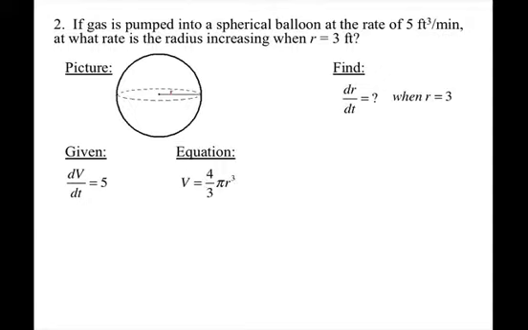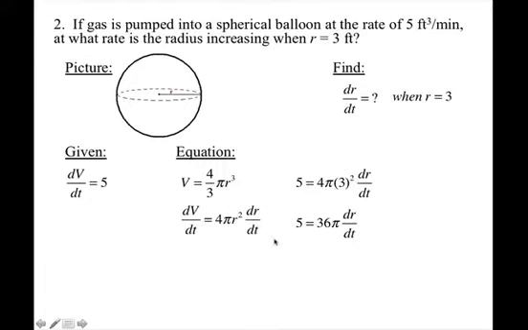So I'm going to use the volume equation for a sphere, which is 4/3 pi r cubed. And since I have dV/dt and I want to find dr/dt, I can go ahead and take the derivative of the equation as given to get dV/dt equals 4 pi r squared dr/dt. I have dV/dt, I have r, which is 3. I want to find dr/dt, so I can plug in what I have, simplify, and solve for dr/dt, which should be approximately 0.04421 feet per minute.